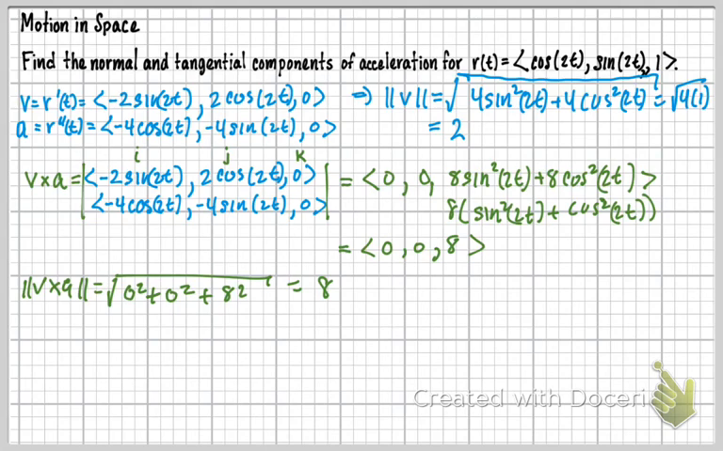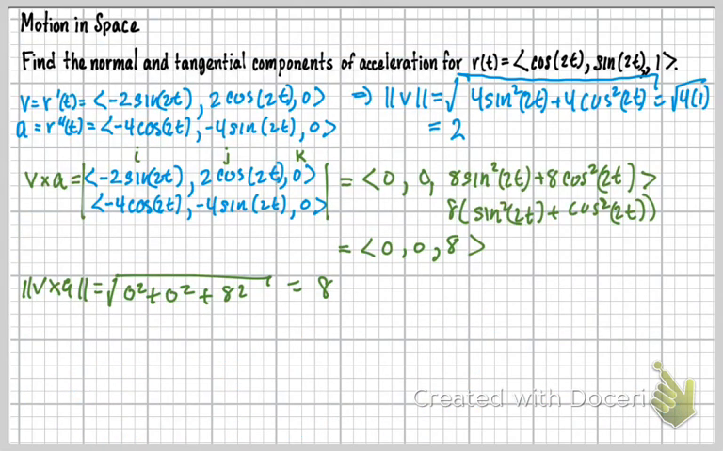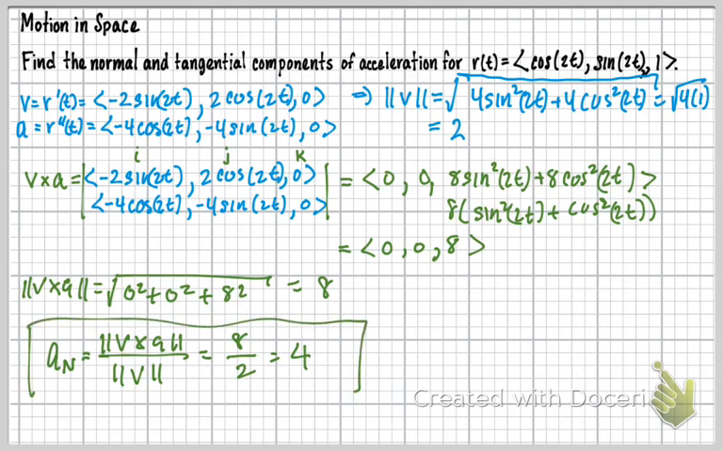Now we need the bottom there, which is the magnitude of V. And the magnitude of V we did in the first problem is 2. So this a sub N, I should use a capital N since we're talking about a unit normal vector there, is going to be V cross A over the magnitude of V. So then that means we're going to get 8 over 2, which equals 4. So our normal component of acceleration is 4. So there are our 2 answers for this problem.